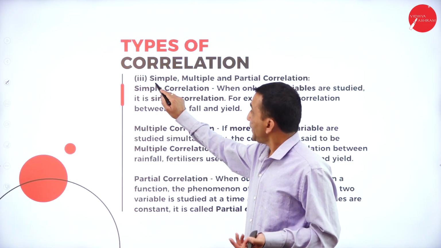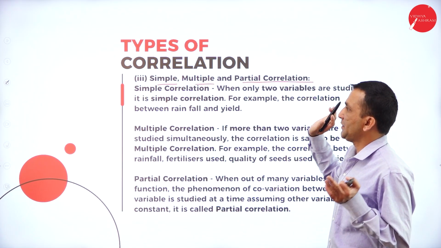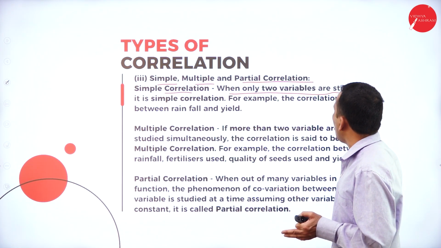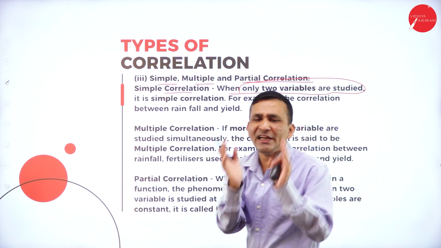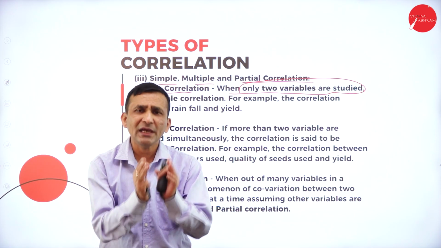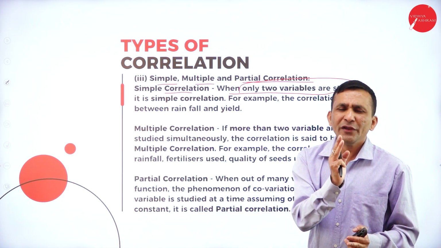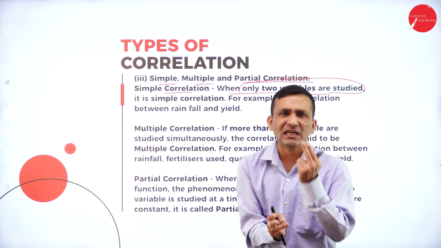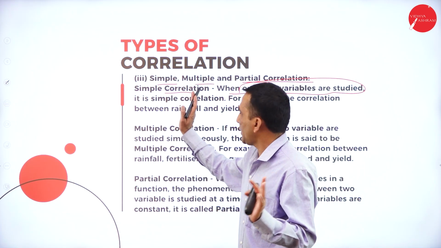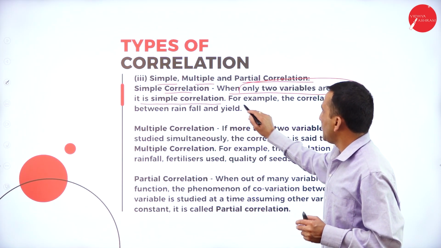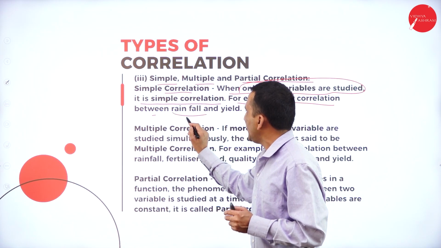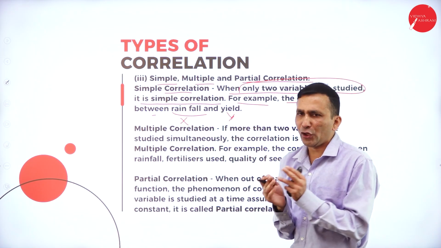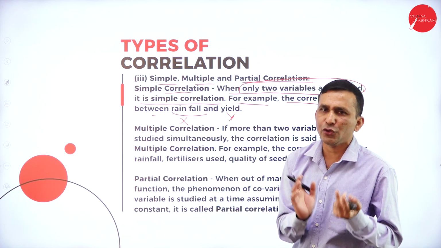Now, the third type: simple, multiple and partial correlation. Simple, the name itself suggests it: simple correlation is when only two variables are studied. The correlation is completely bivariable, meaning at least two variables. Using only the X series, we cannot compare with any other variable, so we need to select at least two variables. That is a simple correlation. For example, the correlation between rainfall, denoted as the X variable, and yield, the Y variable. So when you go for correlation, you have to depend on at least two variables.